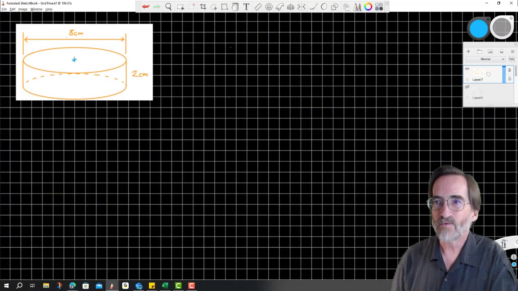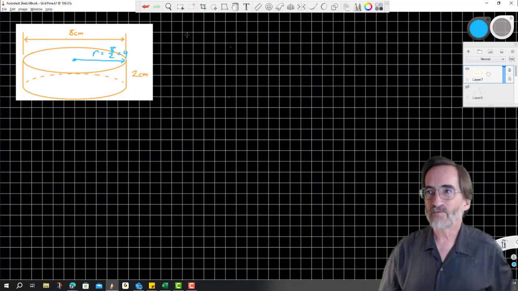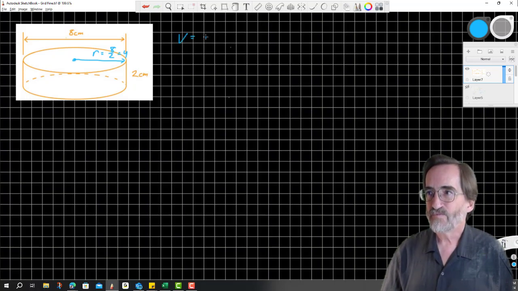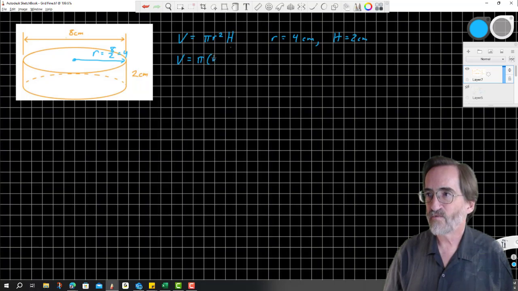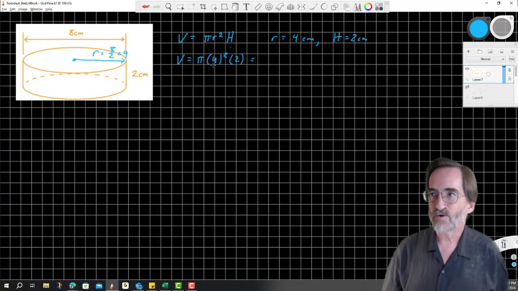First thing to note is that we're not given the radius. We're given the diameter. So the radius is 8 divided by 2, so the radius is 4. Okay? And let's grab the appropriate formula. The volume is pi r squared h, where r is 8 divided by 2, or 4 centimeters, and h is 2 centimeters. So the volume is pi r squared, 4 squared, h, which is 2. Okay, we can do this. 4 times 4 is 16 times 2 is 32, 32 pi.